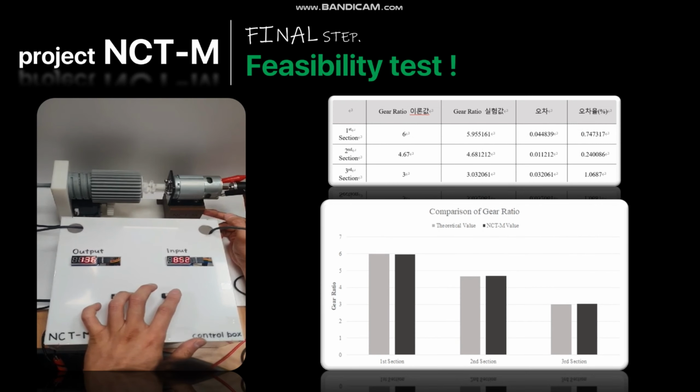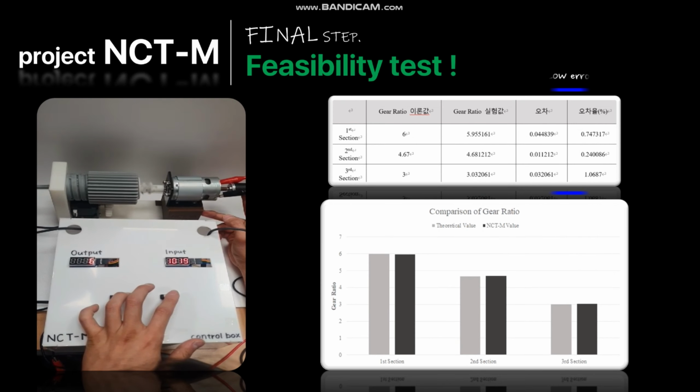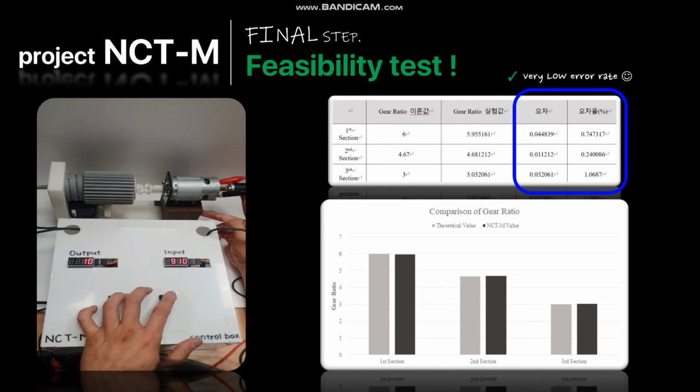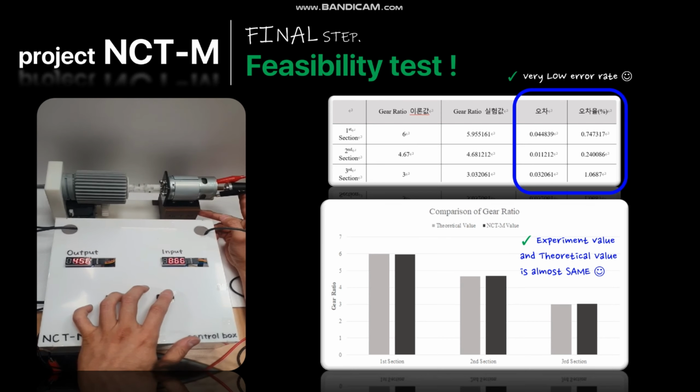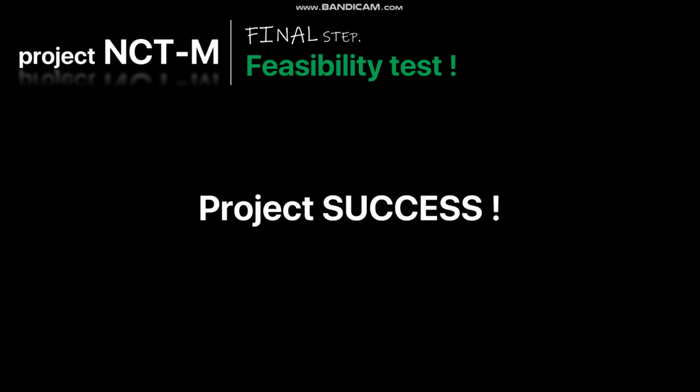This is the error table and comparison table. You can see that the error rate is very low. And also, the theoretical value and experimental value are almost the same. We got a better result than we expected. With these mathematical bases, we can finish our project successfully.